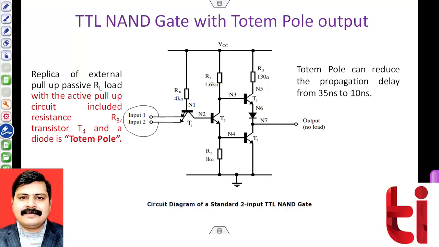Basically in this particular configuration, the load is considered in the form of impedance rather than pure resistance. It includes the effect of resistance as well as the effect of capacitance, and the charging of capacitance will be considered in the totem pole cases.